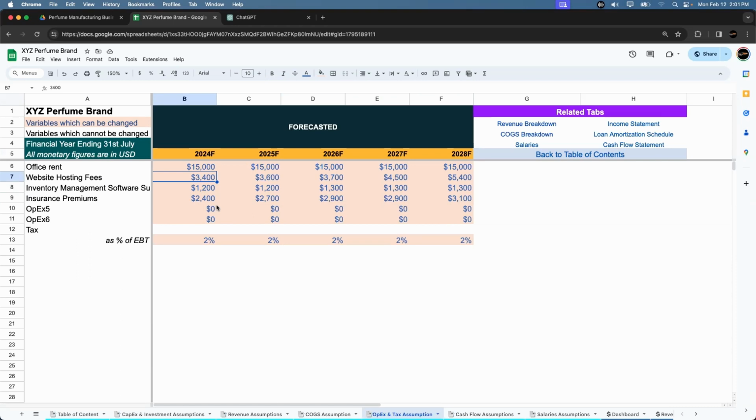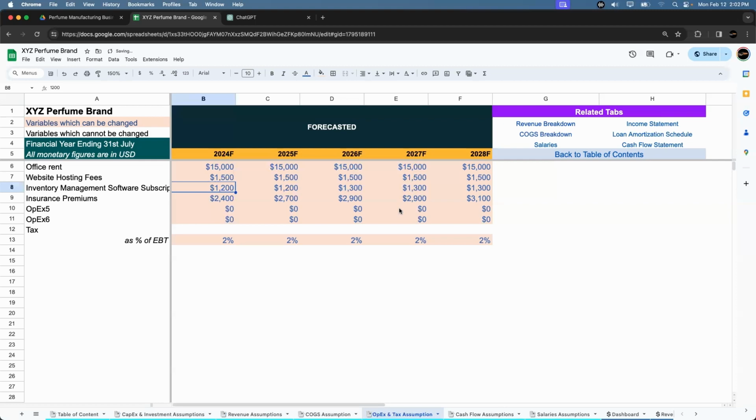If you are taking a decent web hosting plan, then you might be spending maybe 2,000 or 1,500 per year. Inventory management software is maybe 600 per year. Insurance premium maybe 2,000 per year. It totally depends on the business model and your choices. These figures are absolutely customizable. If you have a tax rate of like 10%, then just put it in here, then it's gonna adjust accordingly.